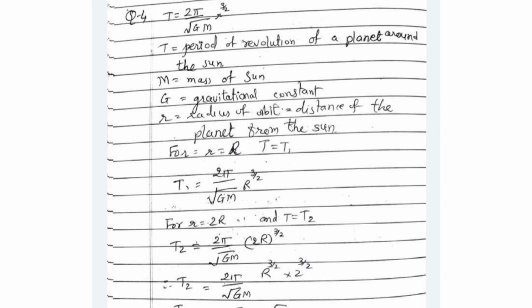Correct? So now what is the new time period? We are going to take the new time period as T2, and the new radius, that is the distance between the planet and the sun, is 2R. So now our R will become 2R and our T will become T2. Let us substitute that and see. So what will be T2? T2 is equal to 2 pi. This will remain the same as before. Square root of GM, the mass also does not change. What is going to change is this part, R raised to 3 upon 2.